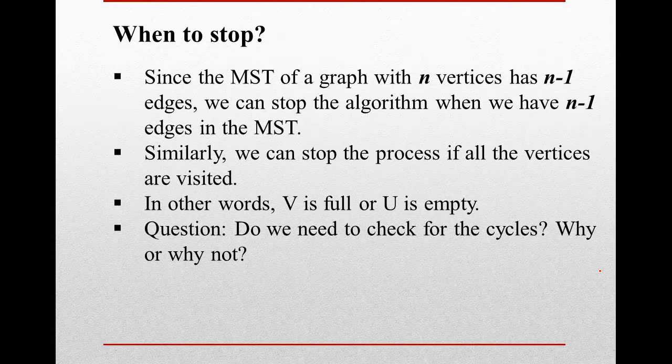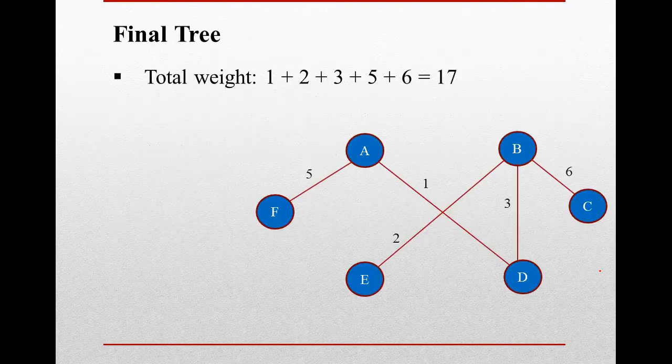Basic question is, when do we stop this algorithm? We've already discussed that. So there are 2 ways. One way is to stop the algorithm when we have n minus 1 edges in the spanning tree if the number of vertices in the graph is n. So in this case we have 6 vertices, so obviously we can conclude it when we have 5 edges.